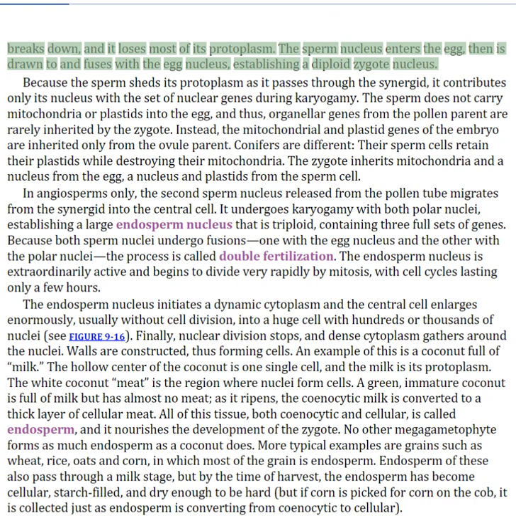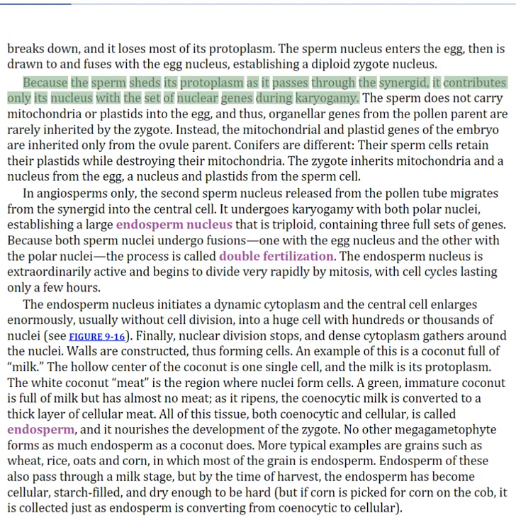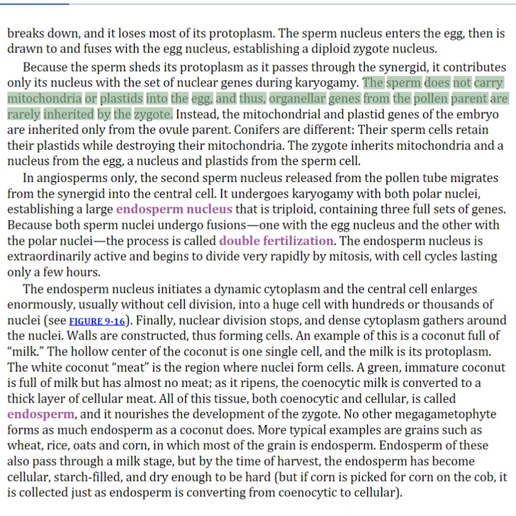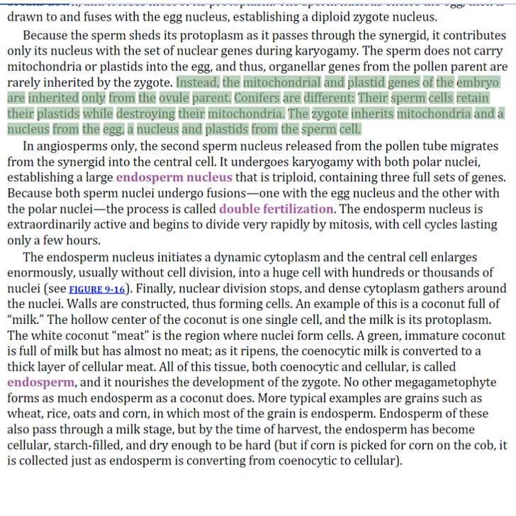The sperm nucleus enters the egg, then is drawn to and fuses with the egg nucleus, establishing a diploid zygote nucleus. Because the sperm sheds its protoplasm as it passes through the synergid, it contributes only its nucleus with the set of nuclear genes during karyogamy. The sperm does not carry mitochondria or plastids into the egg, and thus, organellar genes from the pollen parent are rarely inherited by the zygote. Instead, the mitochondrial and plastid genes of the embryo are inherited only from the ovule parent.